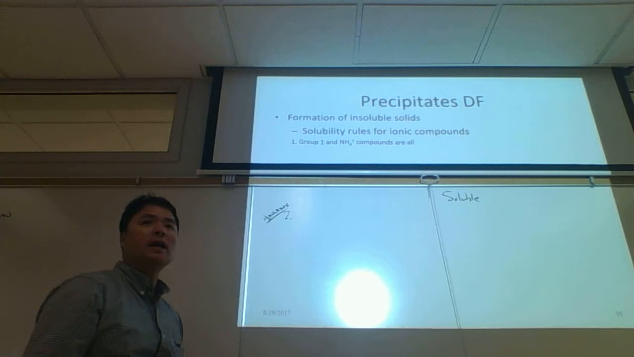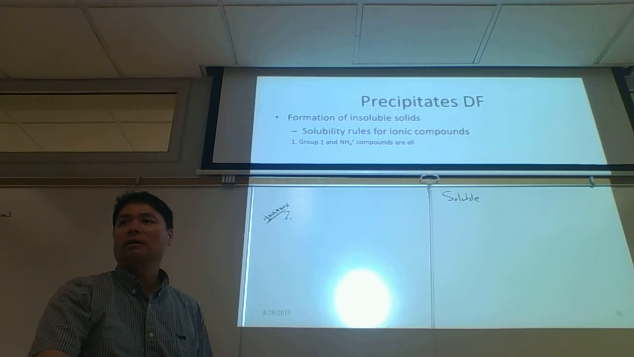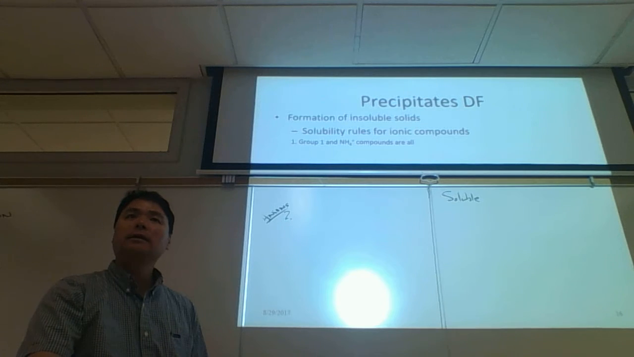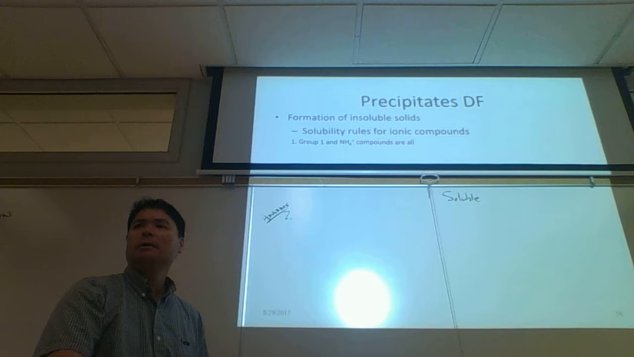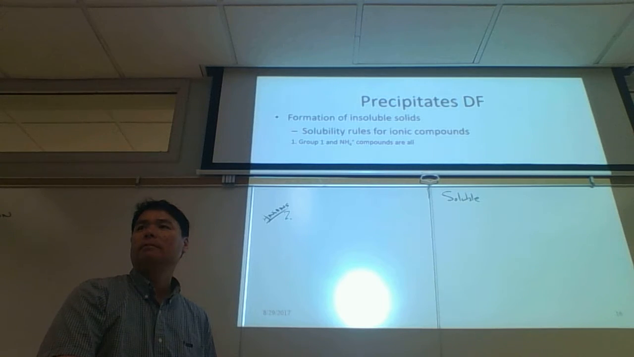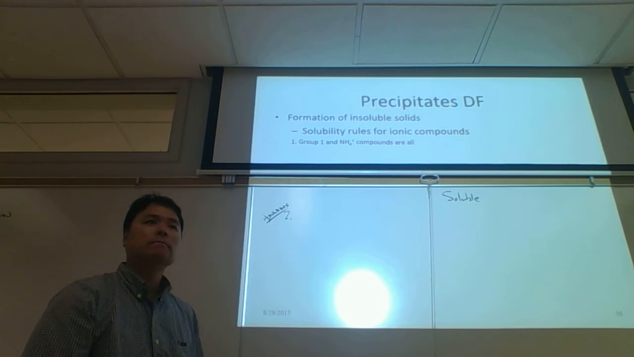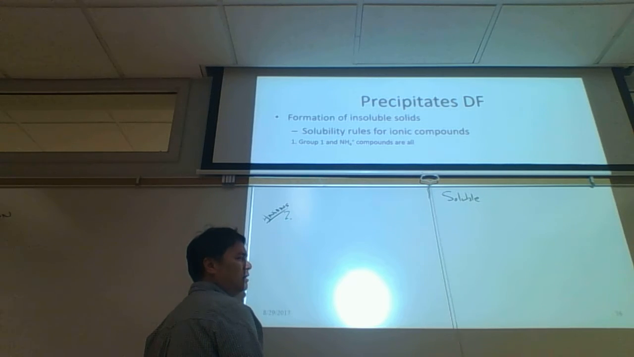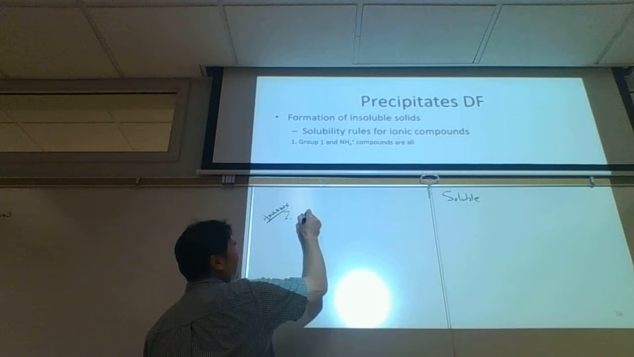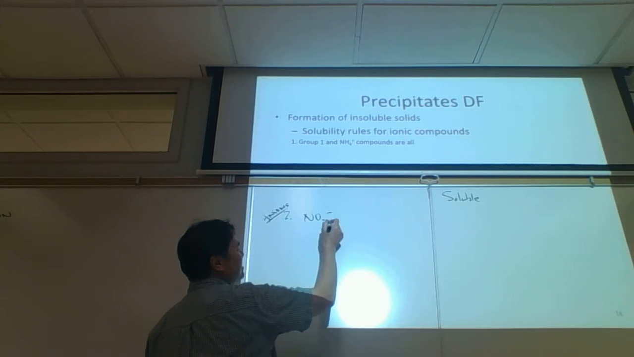The first anions we look at are... anyone have them memorized still, or did everyone forget them? We look at the nitrates. What's the formula for nitrate? NO3 minus. Then acetate.